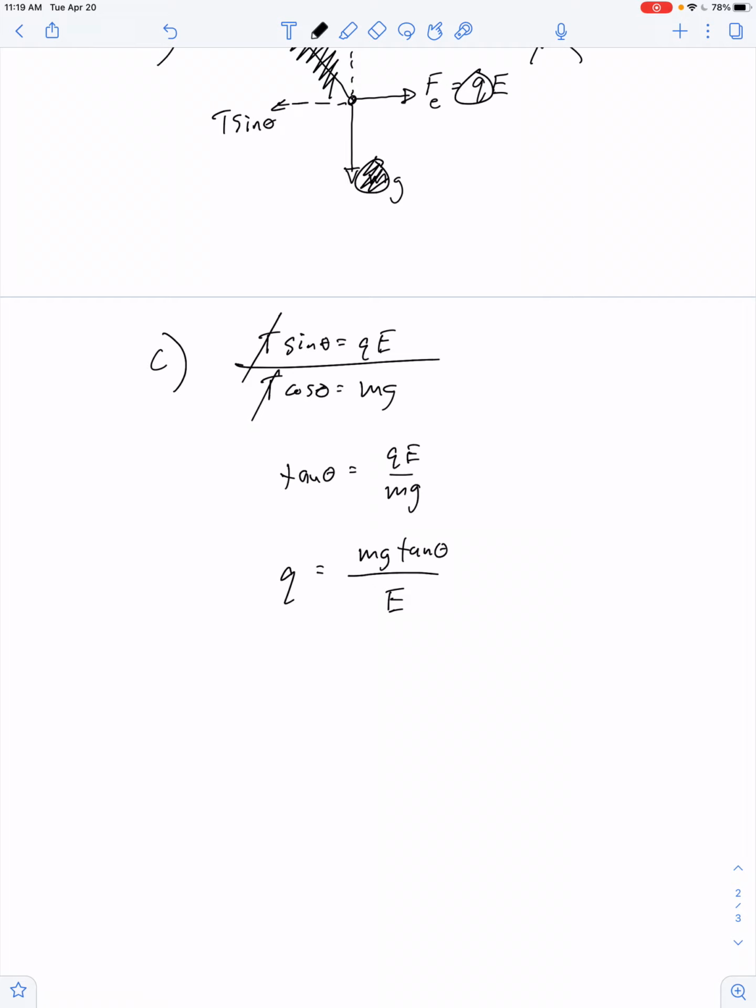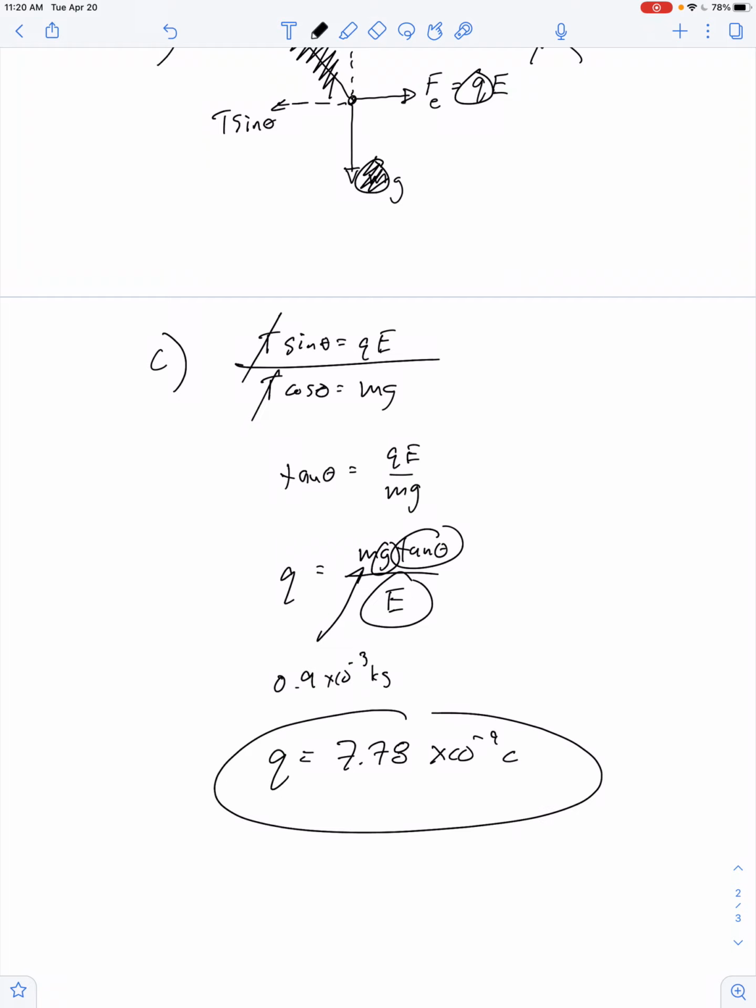So if we use all the given values, we're told that the mass is 0.9 times 10 to the negative 3rd kilogram. We know what to plug in for g, right? The angle is 10 degrees. We just found E in part A. So plug in all the given values, and you should find that Q is equal to 7.78 times 10 to the negative 9th coulombs.